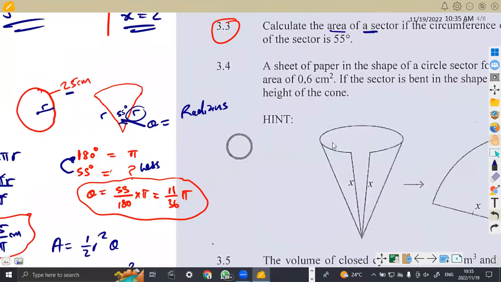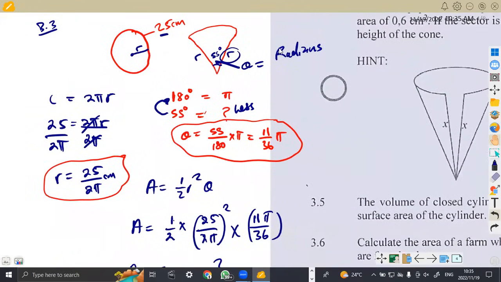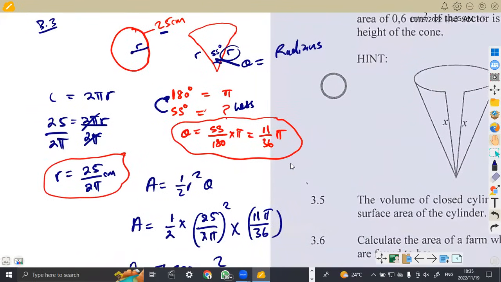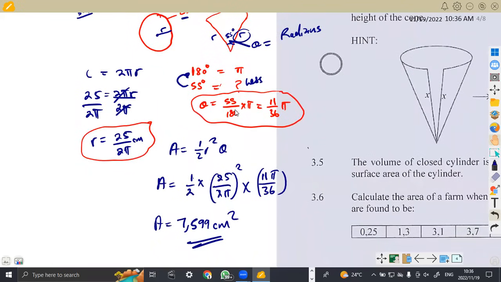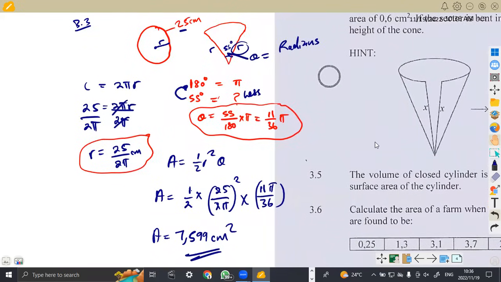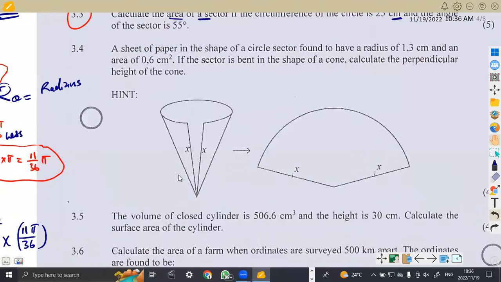All you needed was to calculate first the radius, then the angle in radians. Then from there, we can use the formula for area, which is half r squared theta, from the information that we have. Okay, let's see this part here on 3.4.